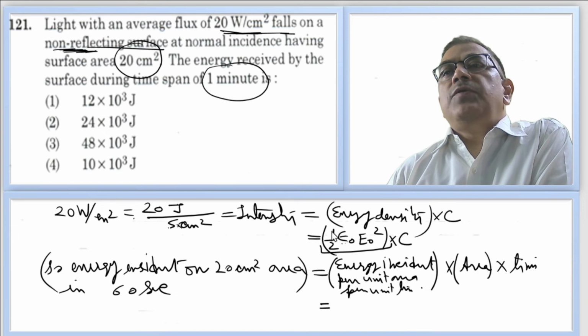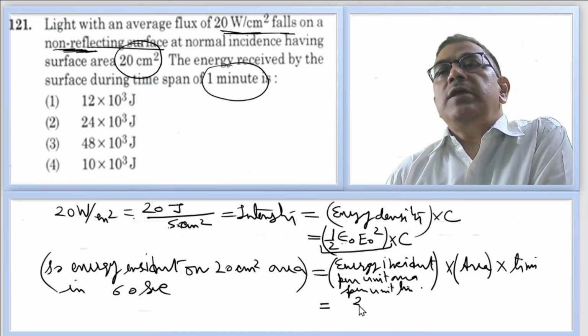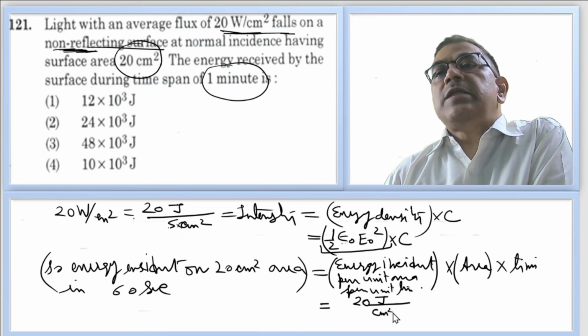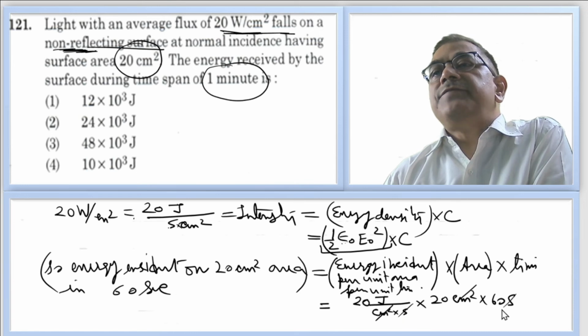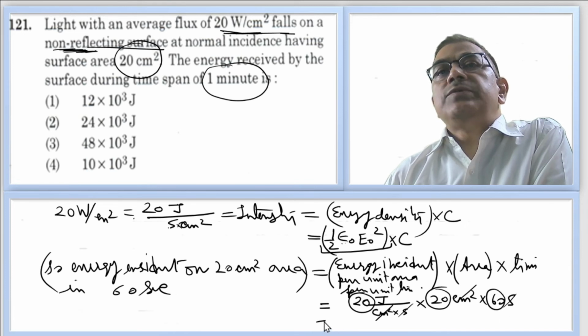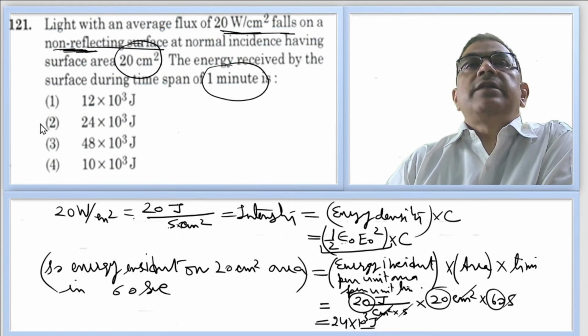And this number, you see, this number is given to be how much? This is given to be 20 joule per centimeter square into second, and area happens to be 20 centimeter square, and time is 60 seconds. If you multiply all that, you will end up with the result. You see, first the unit centimeter square will cancel, second and second will cancel, and this is equal to 20 multiplied by 20 multiplied by 60. This got to be equal to 24 times 10 to the power 3 joules. So the correct answer is this.